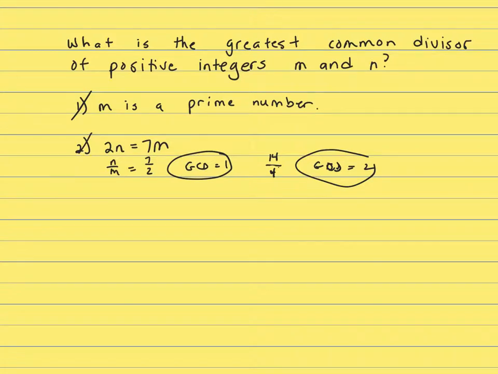Now let's put both of them together. Clue 1, we know m is prime, and we know that n over m is 7/2. So m is prime. See, 4 wasn't prime up here. So m must equal 2 and n must equal 7. Therefore, greatest common divisor must equal 1.